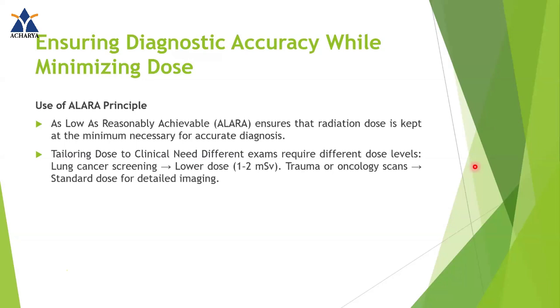Take lung cancer screening, like I told, where the lower dose is 1 to 2 millisieverts. Lung cancer screening and conventional lung imaging are totally different. Conventional lung imaging will give a radiation dose of 5 to 7 millisieverts. Lung cancer screening is only done to make sure there are no small nodules present in the lung, which can be done with 1 to 2 millisieverts. In trauma and oncology scanning, a standard dose is usually maintained because you need highly detailed images to make sure the proper treatment is given, especially in trauma and patients with malignancies.